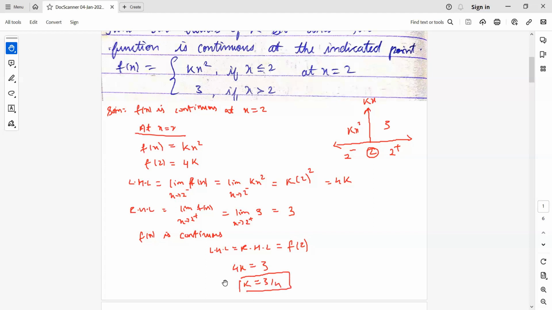So this is how we need to solve this question. There are only a few simple steps. First we need to find the value of the function at the given point. Next we calculate LHL, then calculate RHL, and then by making use of the definition and equating the unsimilar terms. 4k and 3 are not similar, but according to the definition they are equal. We can find the value of the unknown term. So this is how we can calculate k. A very simple question.